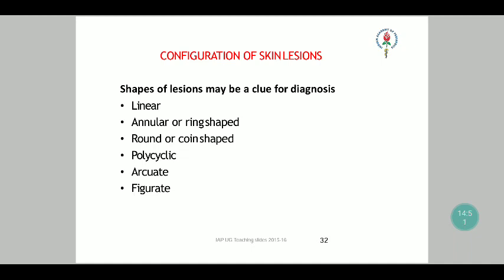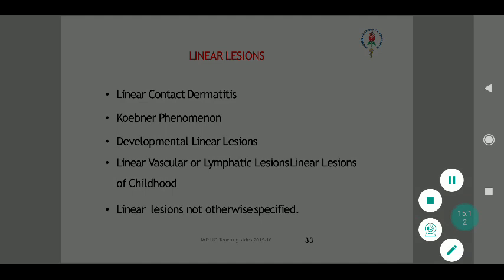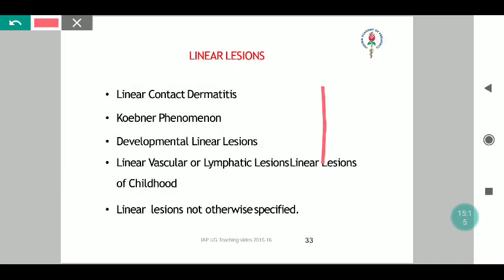Now, if you go for the configuration of these skin lesions as a whole, whatever we saw were individual lesions. To describe it further shape-wise, we classify them into linear, annular or ring-shaped, round or coin-shaped, polycyclic, arcuate or figurate. Now, linear lesions, as the name suggests, evolve in a straight line. So, linear contact dermatitis, Koebner phenomenon, developmental linear lesions, linear vascular or linear lymphatic lesions of childhood, or otherwise not specified.